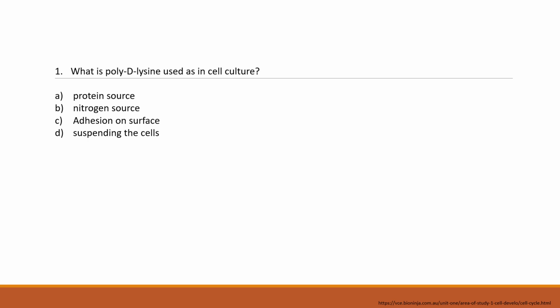The first question is, what is poly D lysine used as in cell culture? A. Protein source. B. Nitrogen source. C. Adhesion on surface. D. Suspending the cells. Anybody who wants to answer?